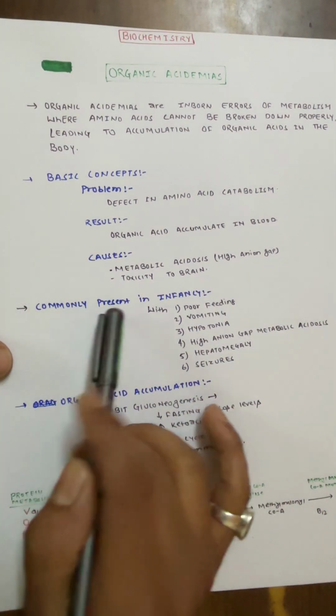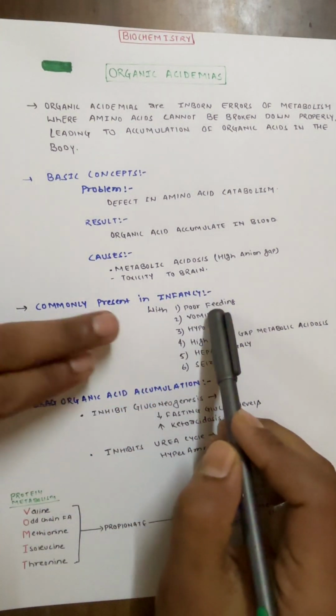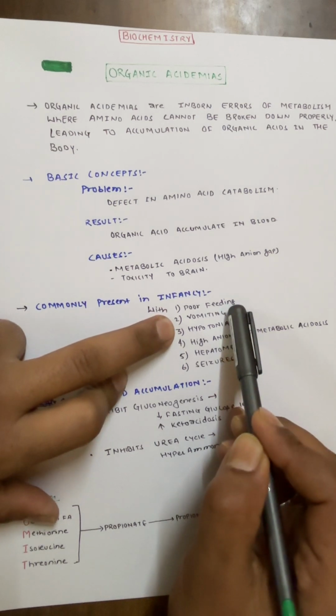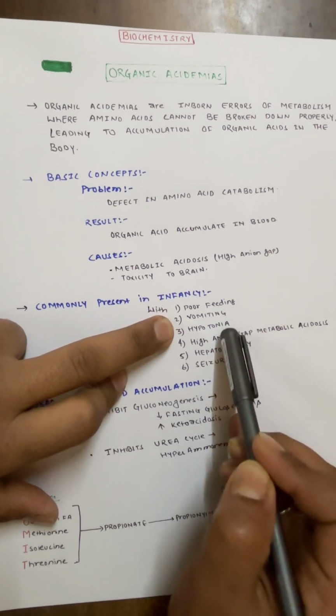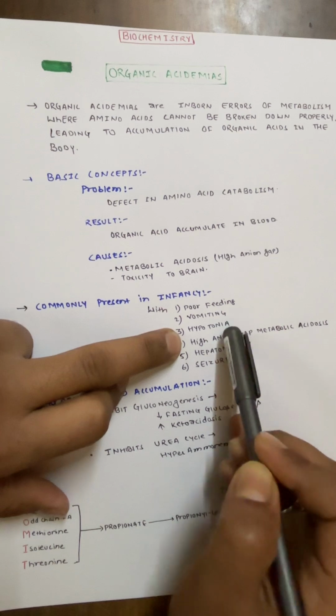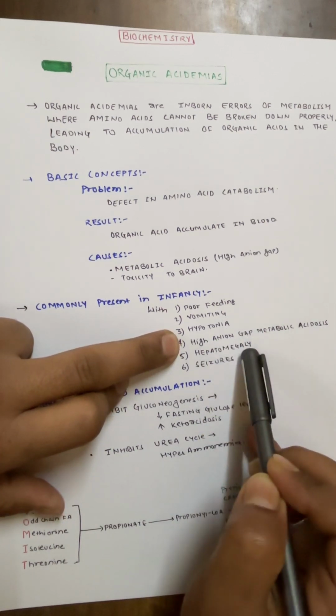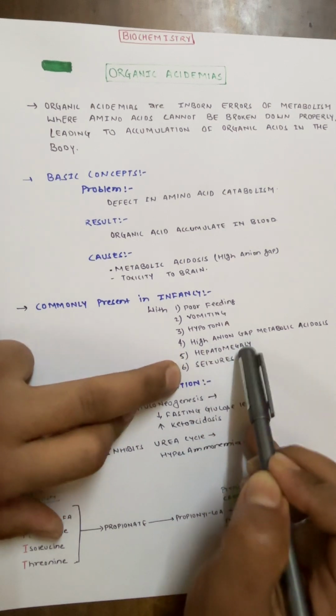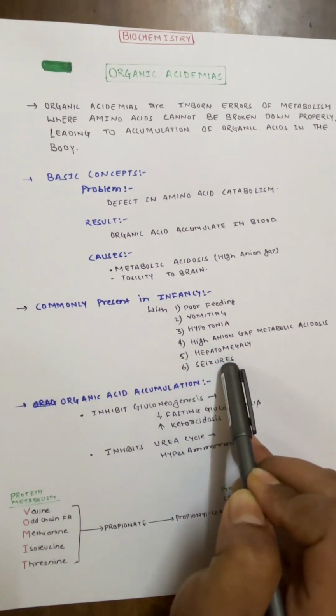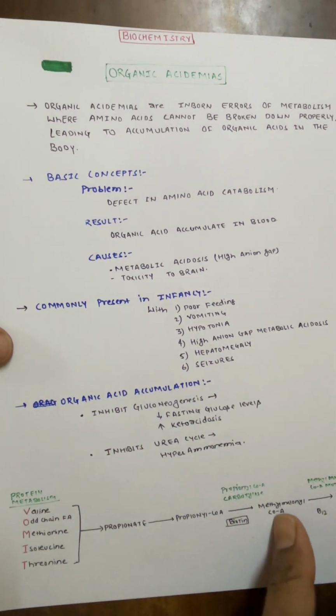Now what will be the common presentation in infancy? The infant will come with poor feeding, vomiting, hypotonia, where the tone of the body will decrease. Then there will be high anion gap metabolic acidosis, hepatomegaly, that is increase in size of the liver, and it will cause seizures.